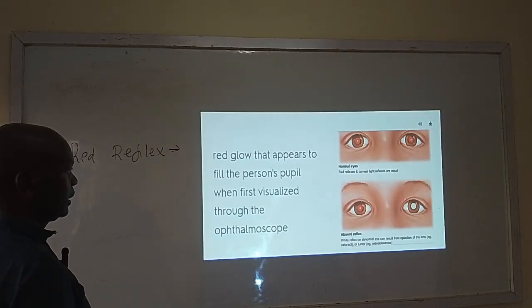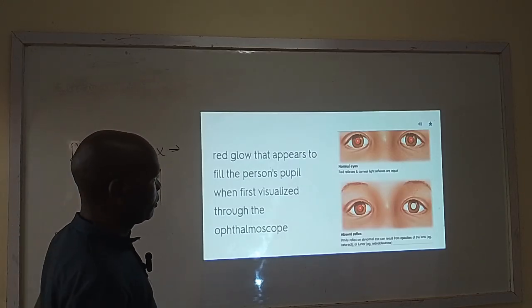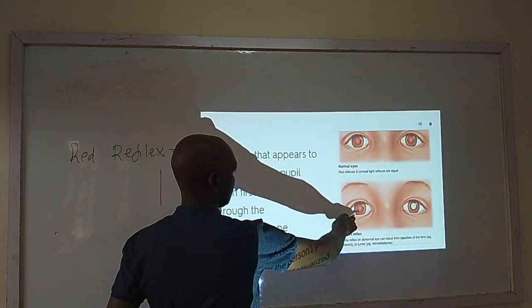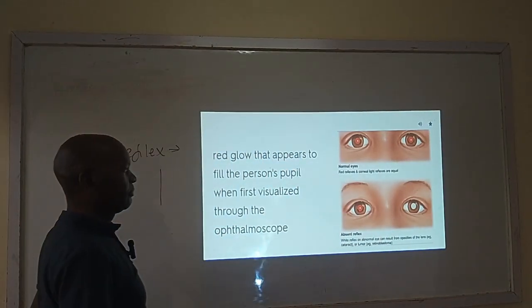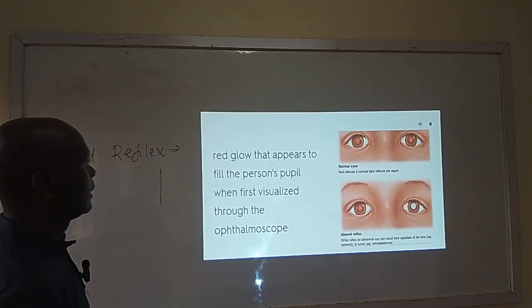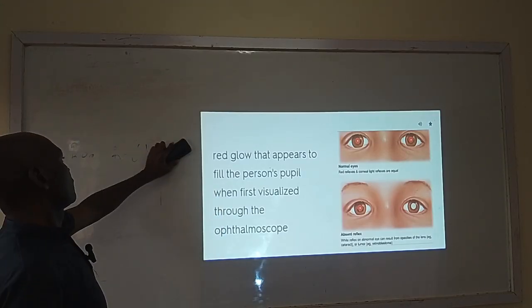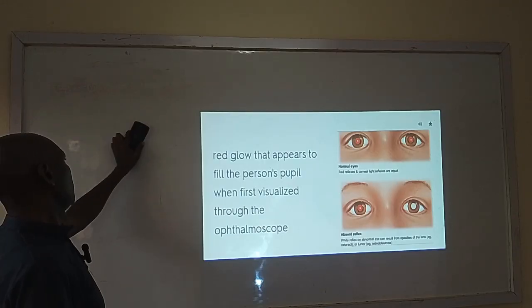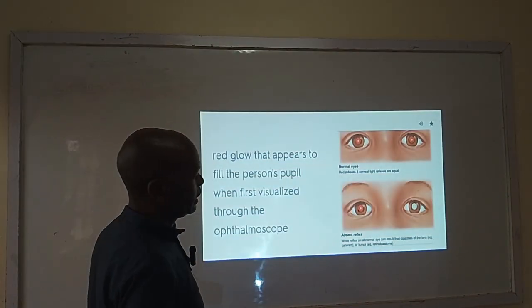But if there is opacification, then you will not be able to see the red reflex like this one, but instead you will see a white appearance. So if you see a whitish appearance, then it means there is no reflex from the retinal wall. Therefore, you are likely to be having cataracts.